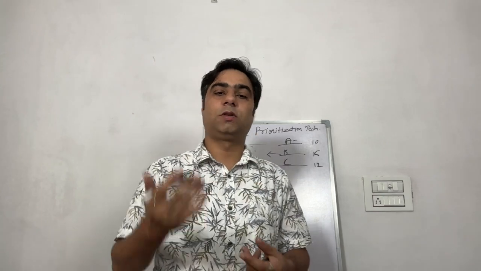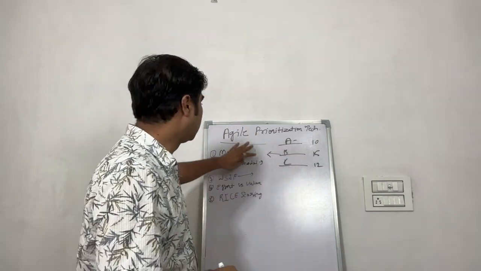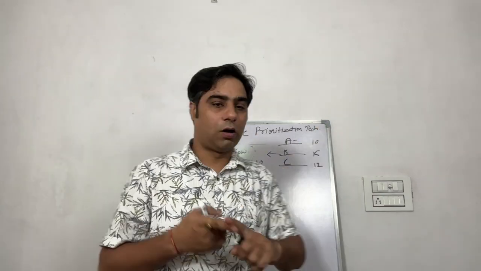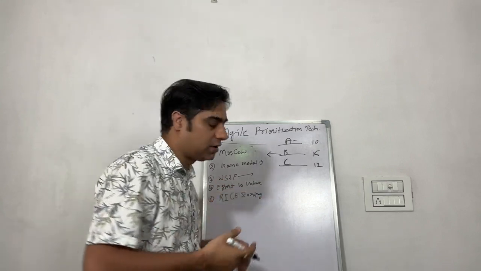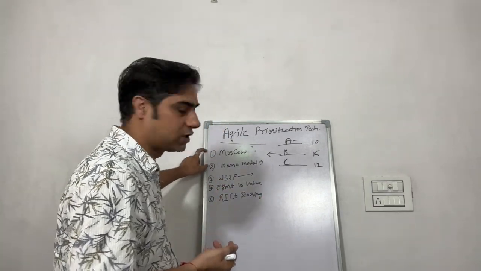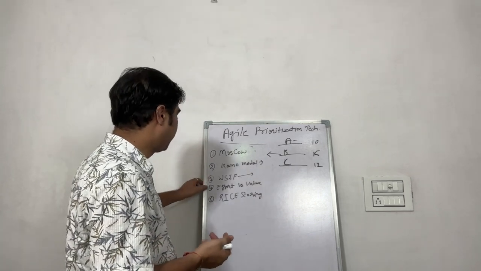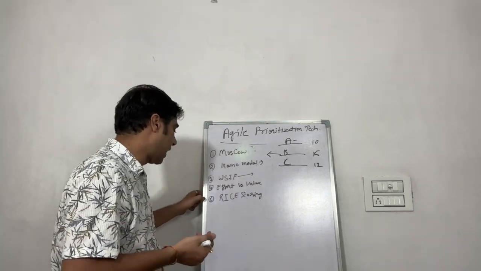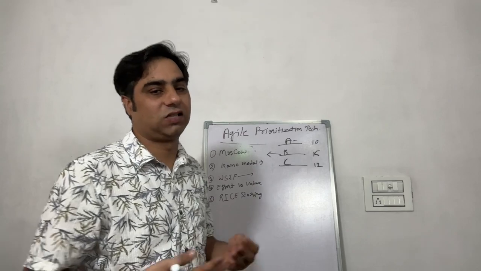If you have any questions, please put them in the comments. That's all for this video. Let me rewind all these things. We have discussed agile prioritization. The first method is MoSCoW, the second is the Kano Model, third is WSJF, fourth is effort versus value, and the fifth is the RICE score.